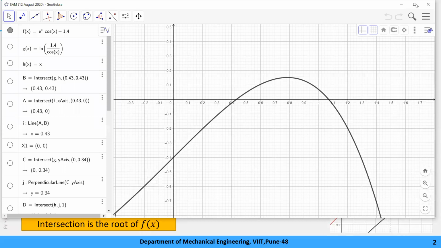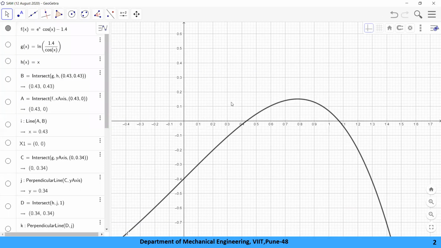Is this graph visible to all? Okay, now I have taken one example, a function f(x) = e^x cos(x) - 1.4. I have taken this function, in the left hand top corner, see this is my function f(x). Our aim here is to find the root of this function.